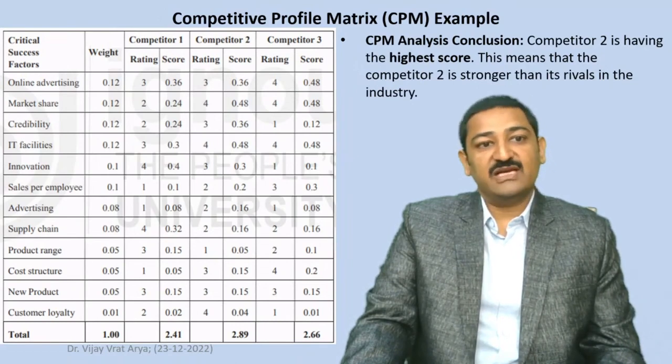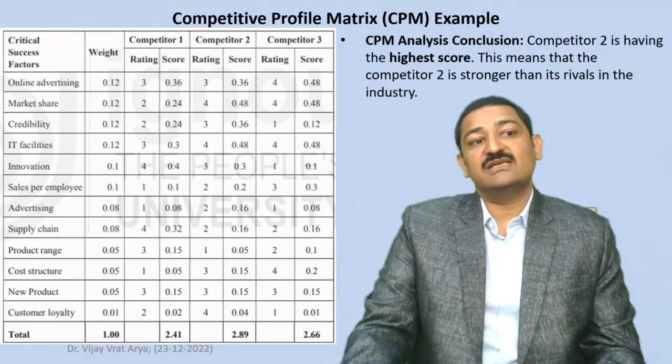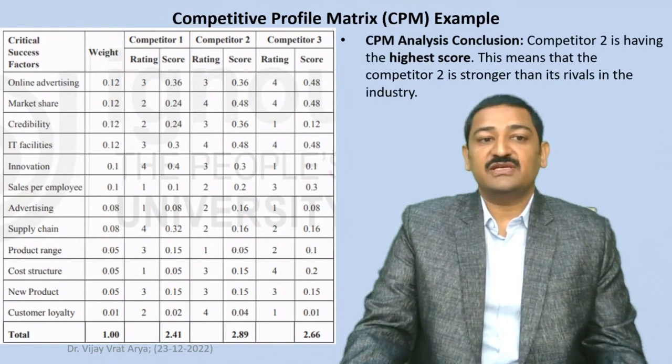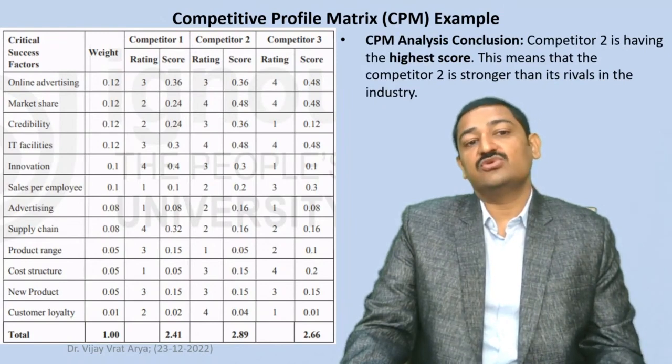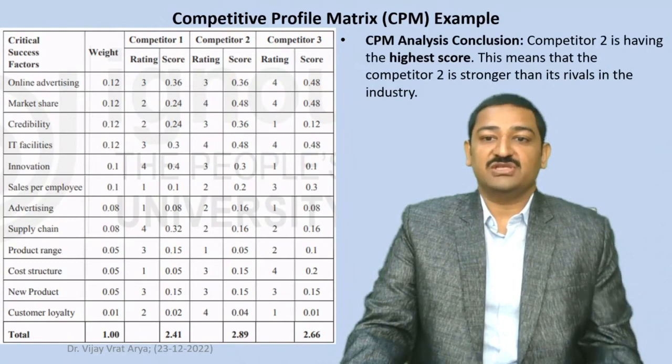Based on that, we can give the rating to each of these critical success factors for the respective competitor, and we can generate the score and the total of the scores. If compared between different rivals or competitors, the highest scorer is the one who has good potential.